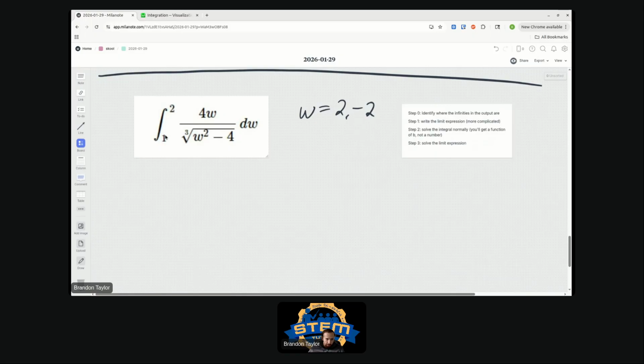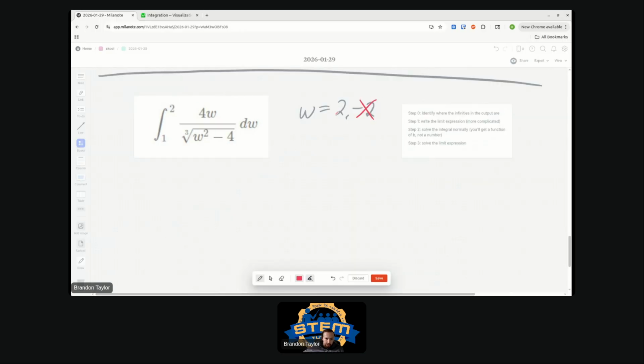Now the next question is, are those in the bounds, including the endpoints? And the answer is negative 2 is not. That's not between 1 and 2, but 2 is one of the endpoints. So that's the problem point, so we need to pull that out. Now we're doing step 1. So we're going to do a limit as it approaches the upper bound. I'll say b. You don't have to say a and b, that's just a convention. So we approach positive 2 from the left.